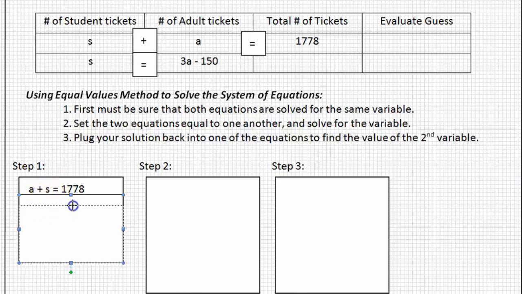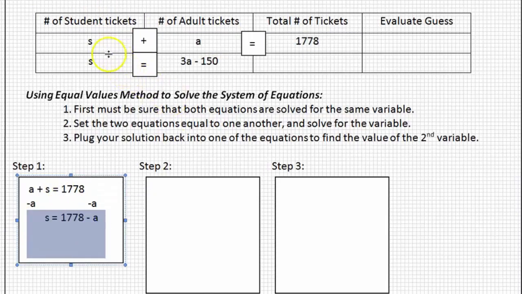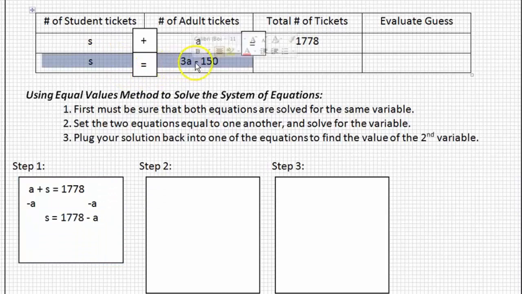So I have a plus s is equal to 1,778. So in order to solve for s, I'm going to have to subtract an a from both sides. If I do that, I end up with s is equal to 1,778 minus a. This would work the same if I would have kept the formatting the same. That was just a mistypo on my part. So now I have 2 equations. I turned this equation into this, and I still have s is equal to 3a minus 150. So step 1 is done, and I'm ready to set the 2 equations equal to one another.